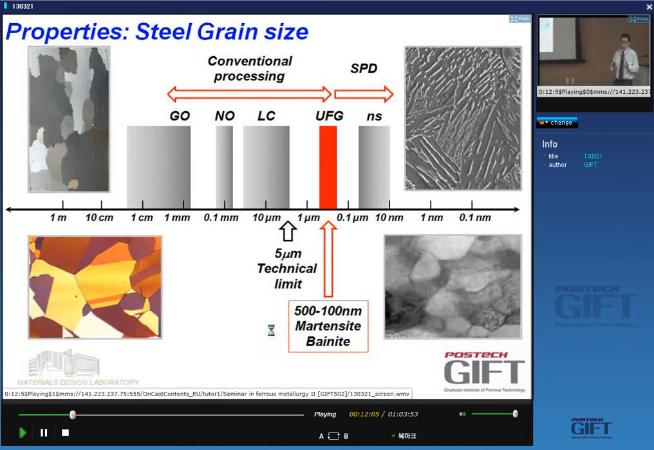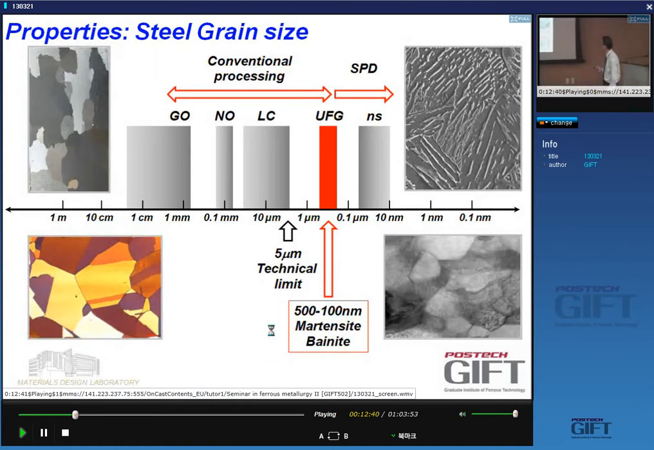So to start off, the steel industry knows very well how to control grain sizes. We have also a very wide spectrum of grain sizes in steel products. For instance, in grain-oriented electrical steels, you easily have grains that are centimeters large. And by thermomechanical processing, we can achieve today, maybe not on a routine basis, but it can be achieved in standard practice, 5 micron grain sizes.